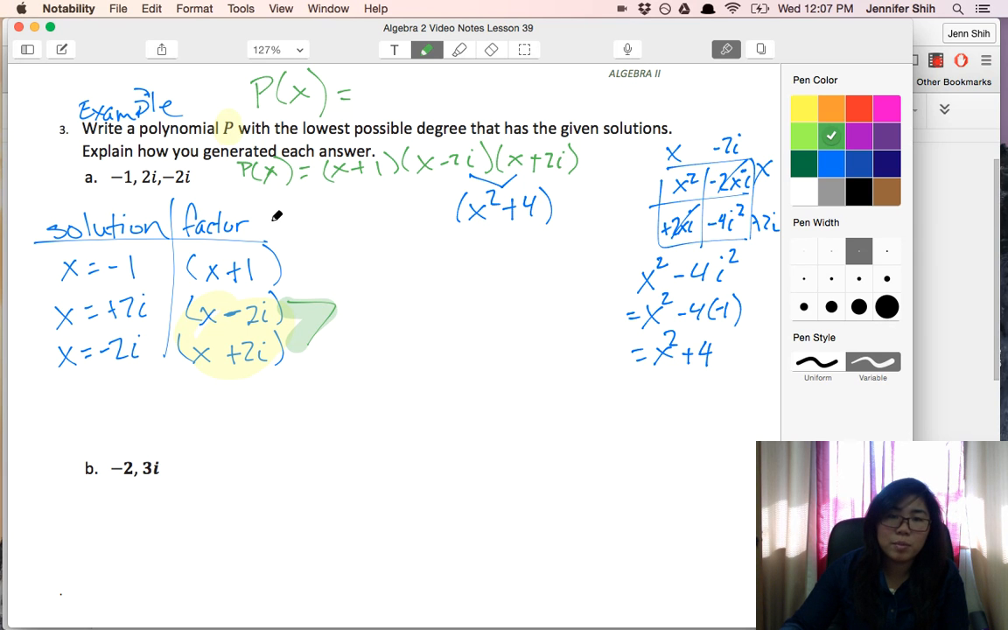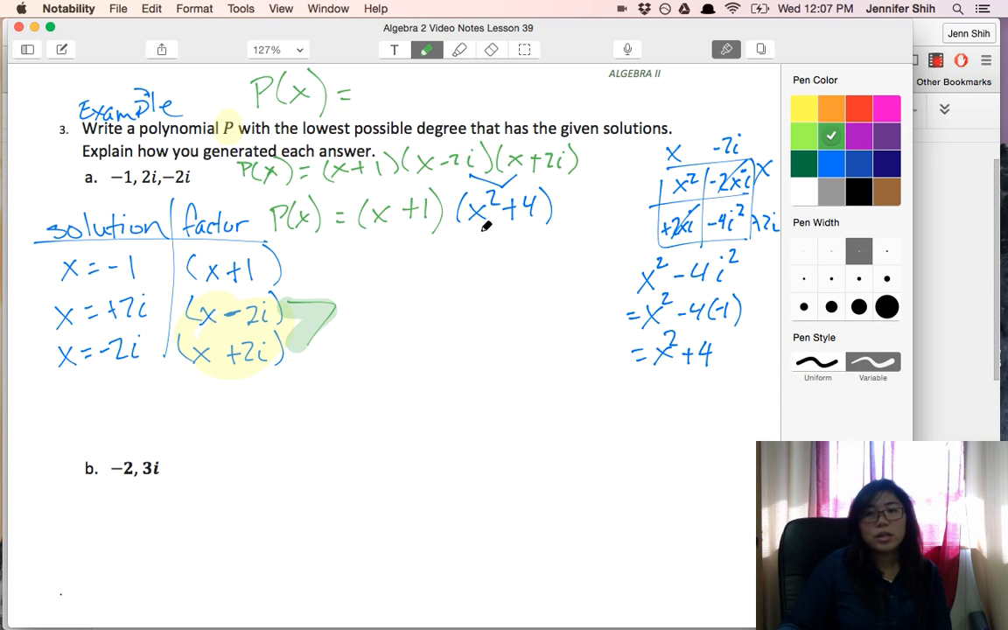And then let's copy down the rest of our problem. P of x is equal to x plus 1 and x squared plus 4. This is great because if you factored this using the quadratic formula, you would be able to get your answers back, which is awesome. Let's continue a box method here and box method these guys. So I have x squared plus 4 and I have x plus 1.